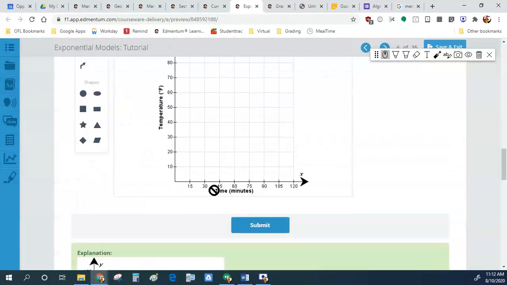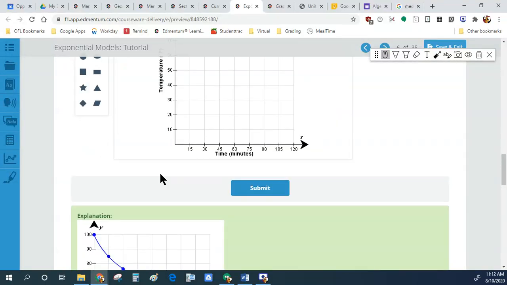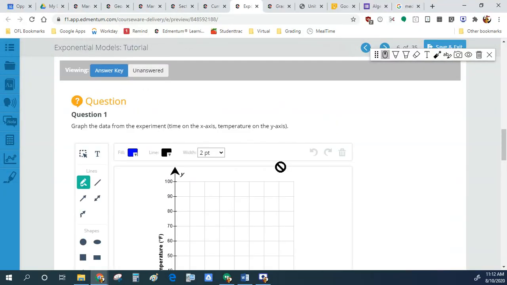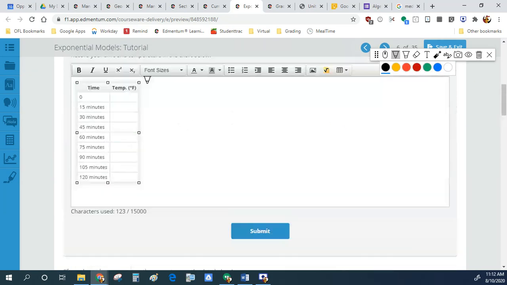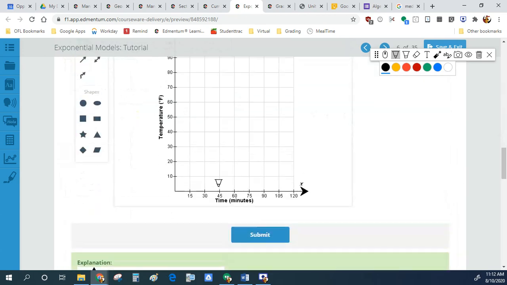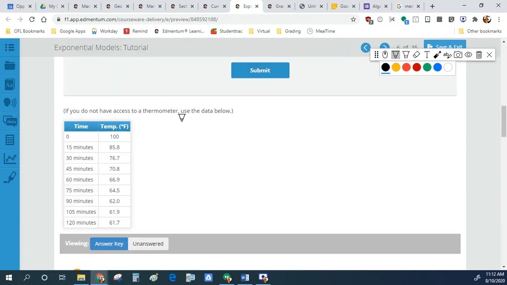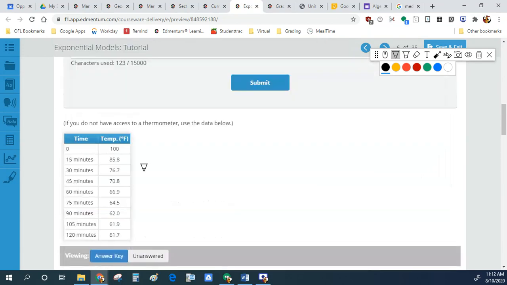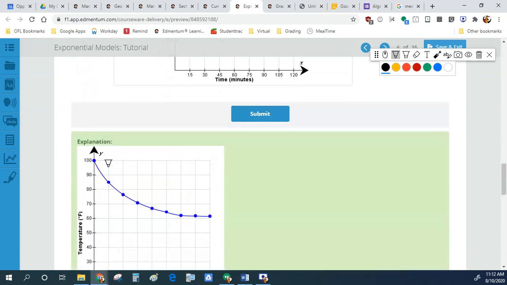All right, so here, we're going to want to graph this. You can use whatever tool you want. I can't graph it, but basically, if I wanted to, I'm going to use my little pen here. At 0, it's 100 degrees, so at 0, we're going to go to 100. At 15, it's 85.8. Oh well, it looks like this.